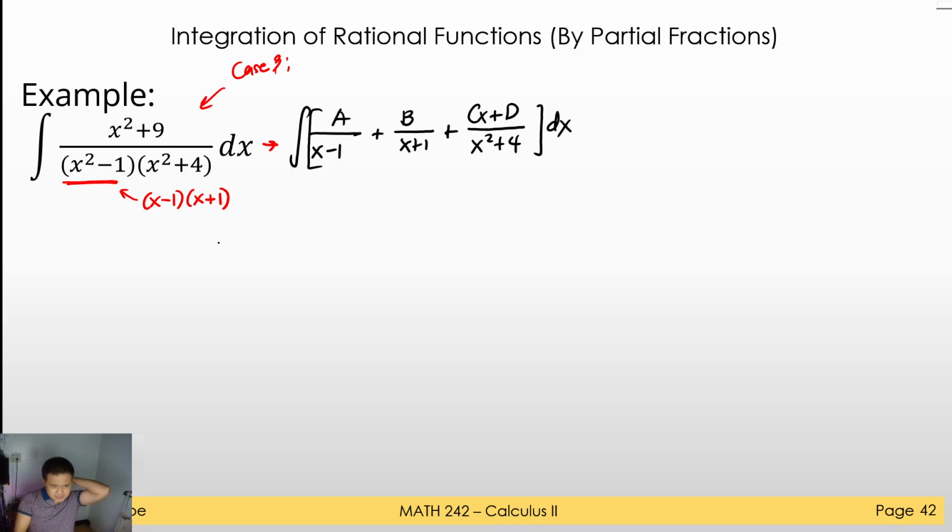So simplifying this, I'll just skip to the parts now to save time. This will become x squared plus 9. So equating this to this and then simplifying, x squared plus 9 is equal to A times x plus 1 times x squared plus 4.